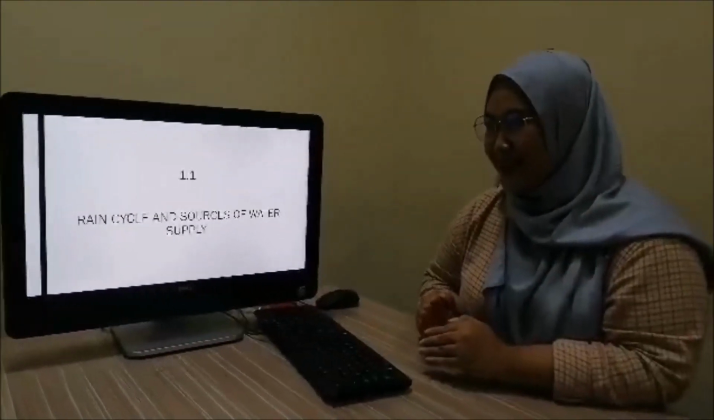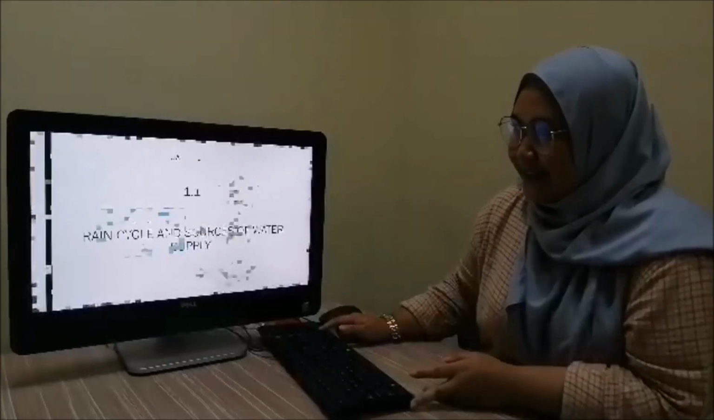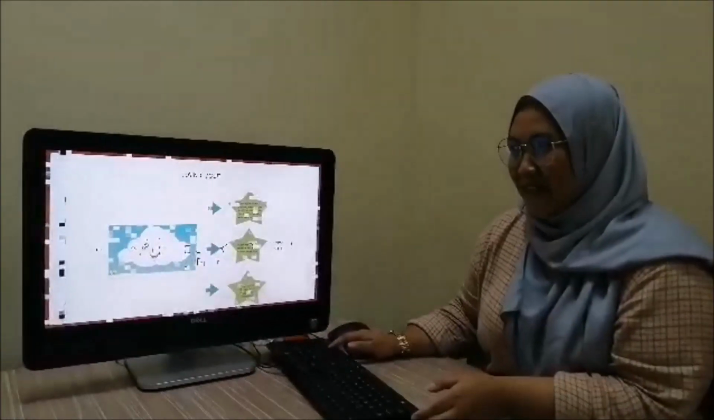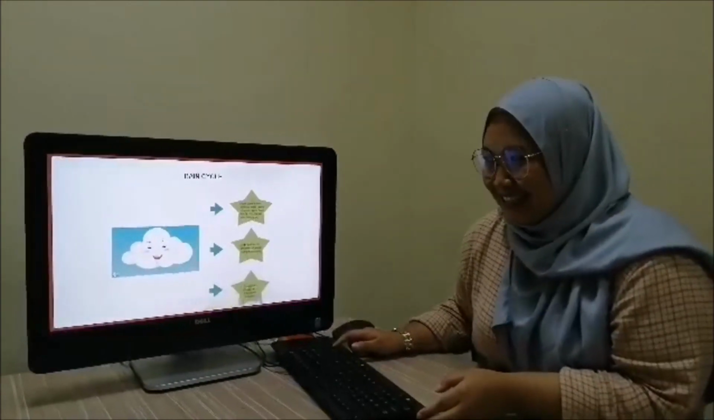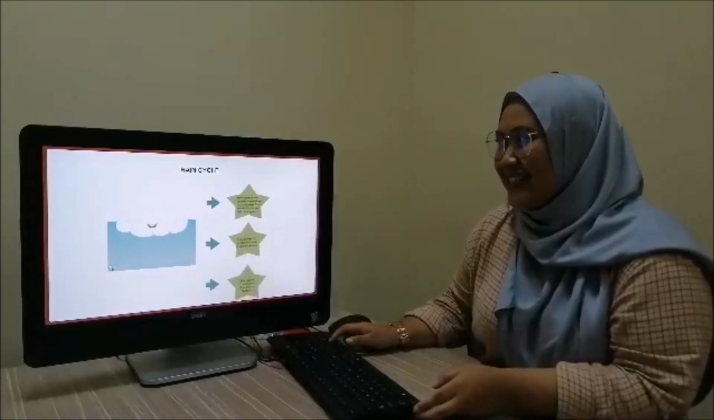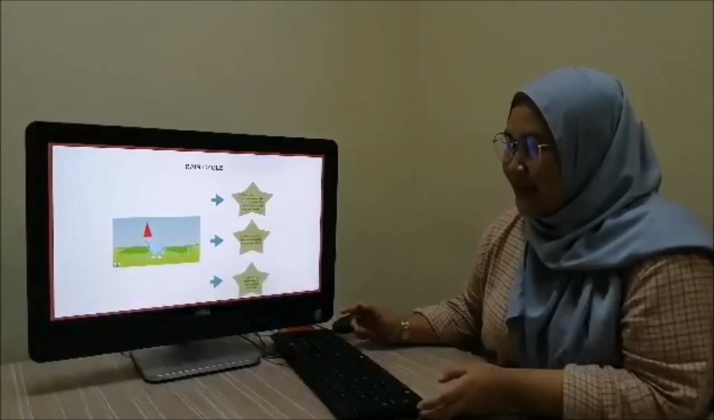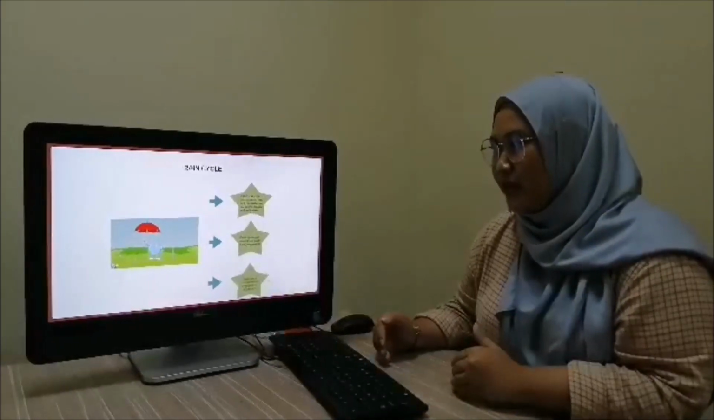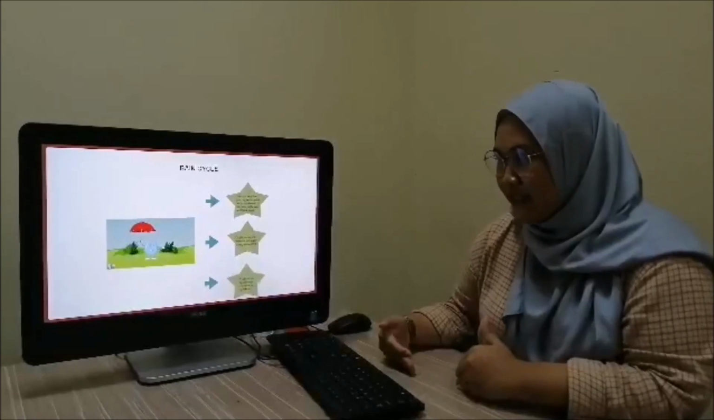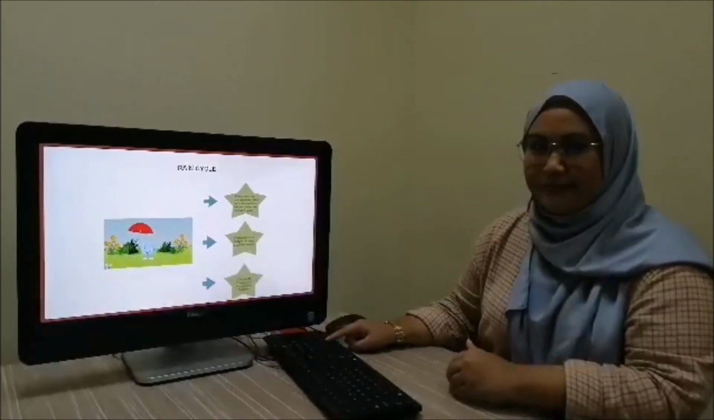1.1 Rain Cycle and Source of Water Supply. Rain cycle is the general way water circulates from the land to the sky and back again. Step 2 is the cycle process; removing salt water is very expensive. Step number 3 is evaporation, condensation, precipitation, and collection.